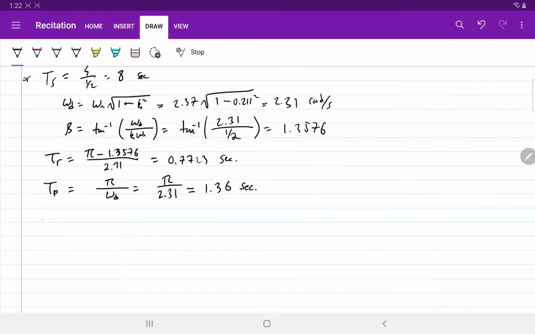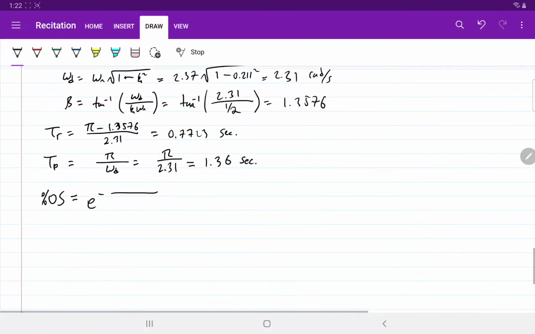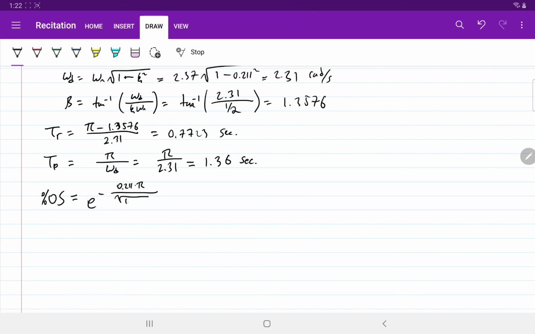The last one is the percent overshoot. Percent overshoot is e to the power of minus zeta times pi over the square root of 1 minus zeta squared, where zeta is 0.211, so the square root of 1 minus 0.211 squared, times 100%. It's around 50.7%.